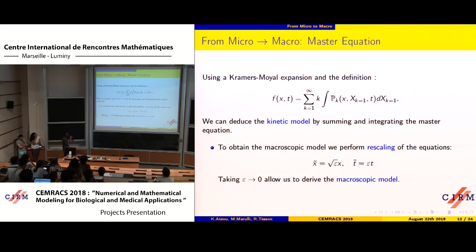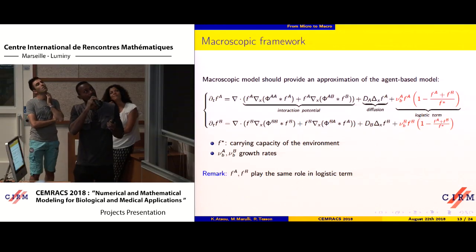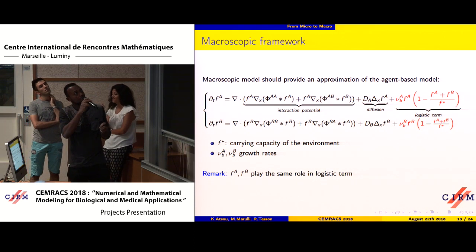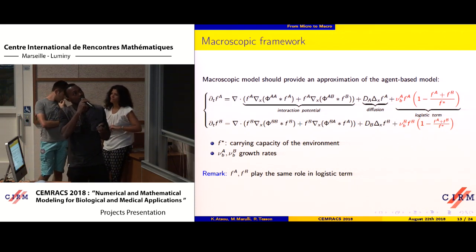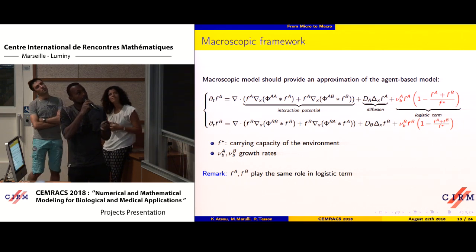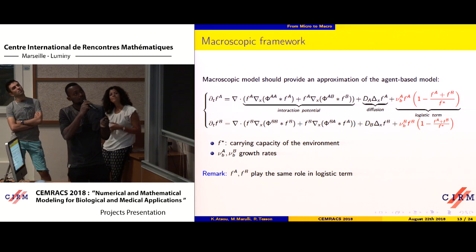So after this derivation, which is just a sketch of the proof, so there's no more details about this, after the derivation process we should get the logistic model at the macroscopic scale. This logistic model is expressed like this. This equation is known as the McKean-Vlasov equation, but plus a logistic term here.